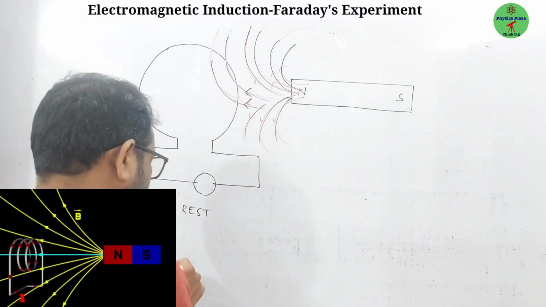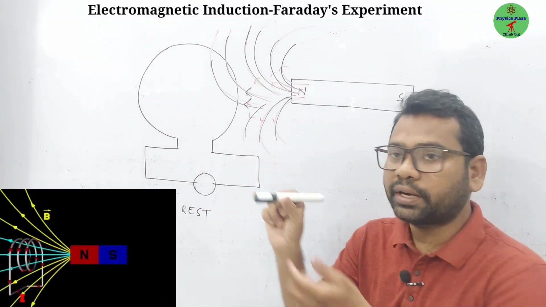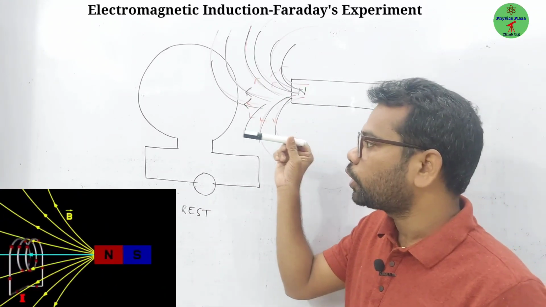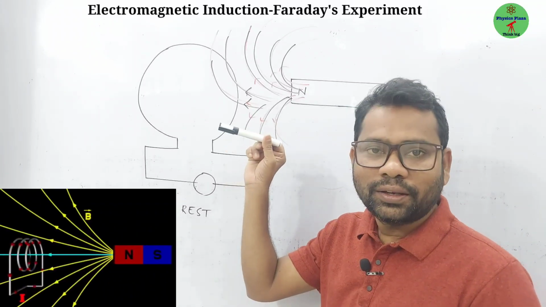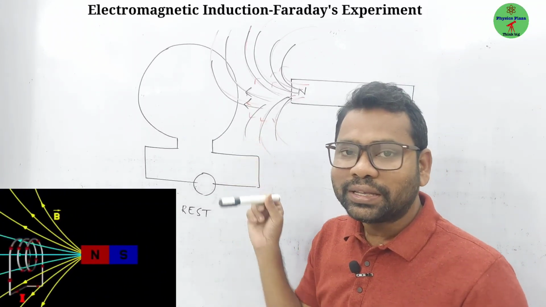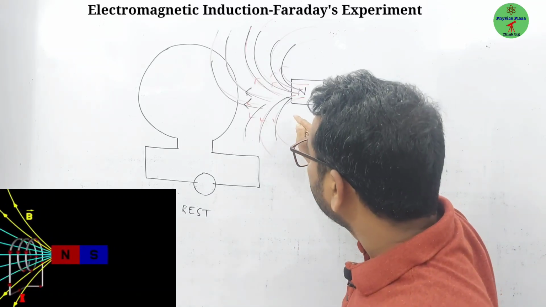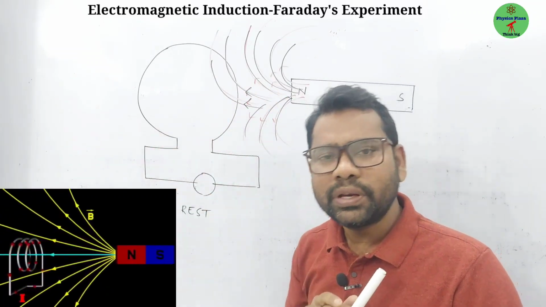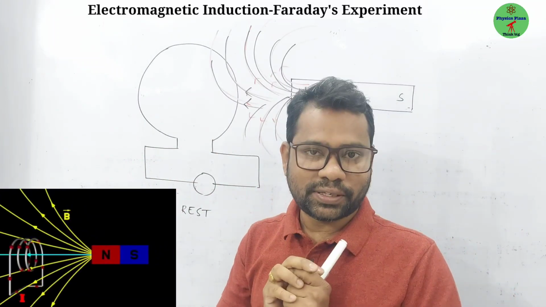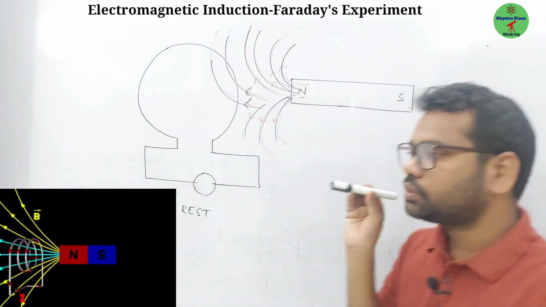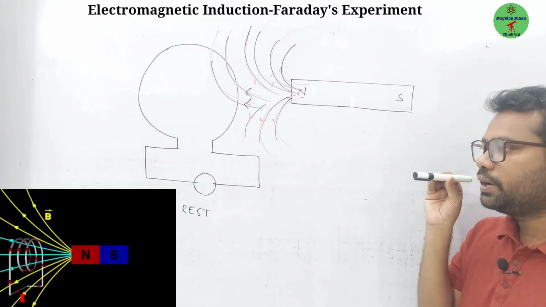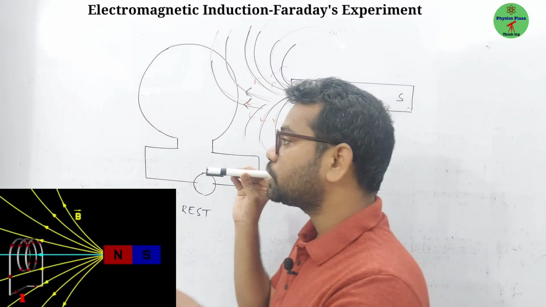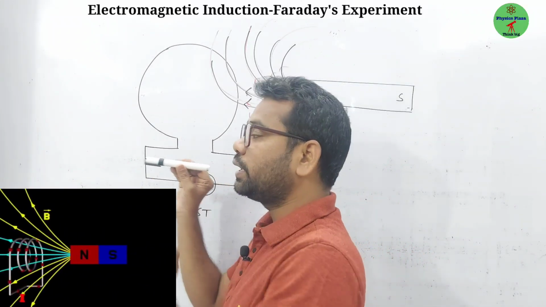Now children, try to understand. It is a magnet. As I am bringing this magnet towards the coil, what will happen, children? The number of field lines which are passing through the coil increases. Which means there is a magnetic flux. So slowly I am bringing this magnet towards the coil, and the number of field lines passing through the coil is increasing.